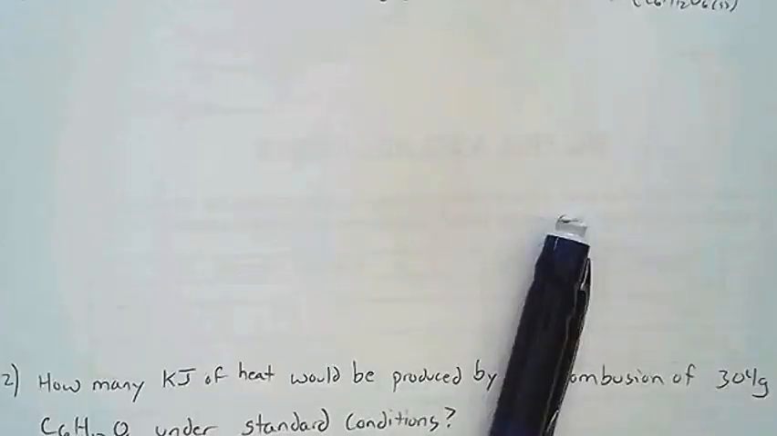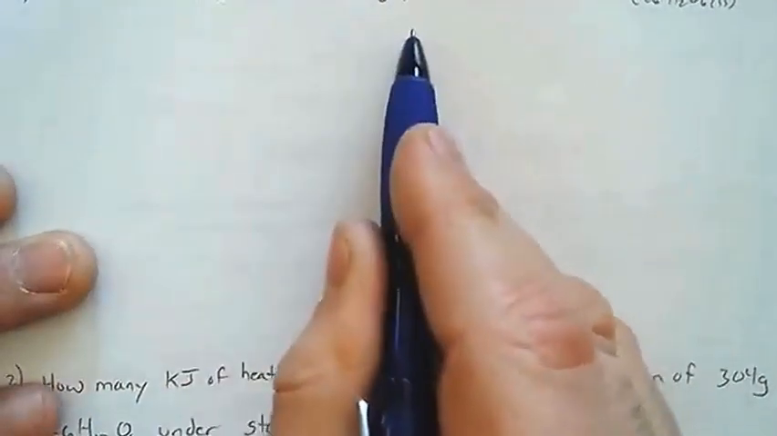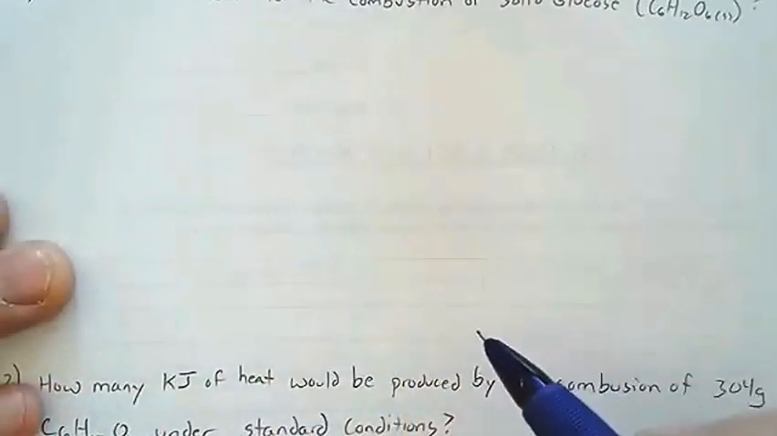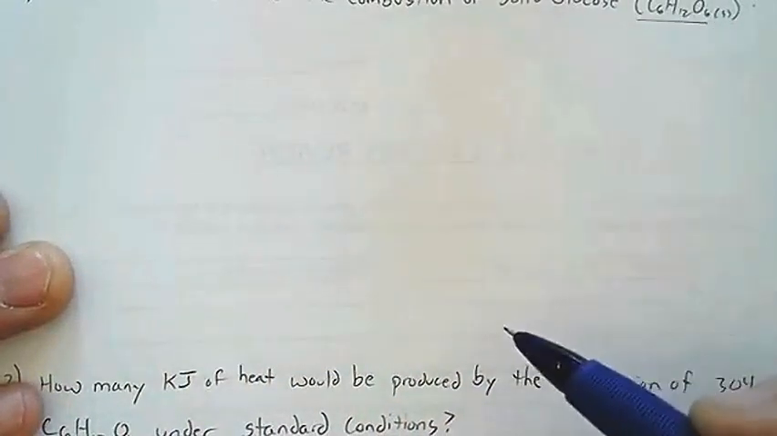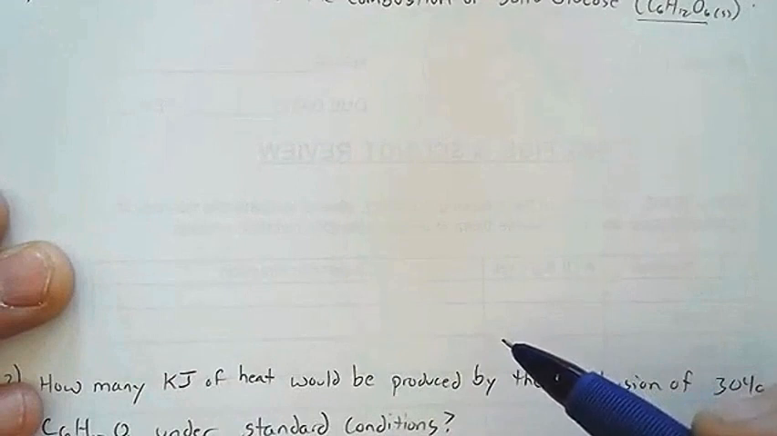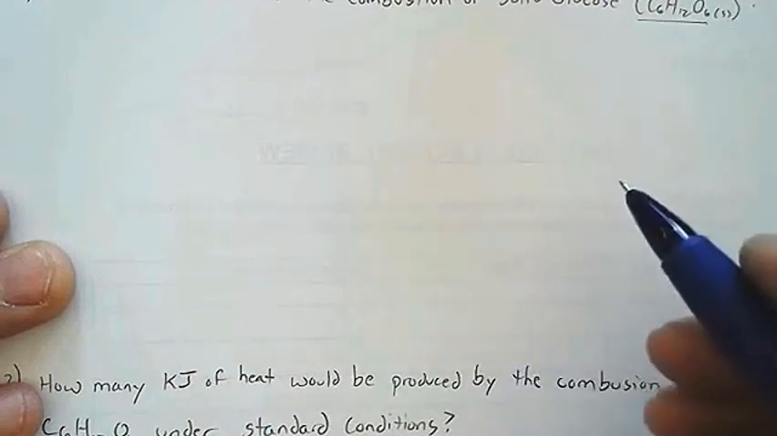Hi, this sample problem video is to help students understand how to figure out heats of reaction for chemical reactions. The first sample problem is: what is the standard heat of formation for the combustion of solid glucose? Now, obviously, we need to know that glucose's chemical formula is C6H12O6, and it's a solid.